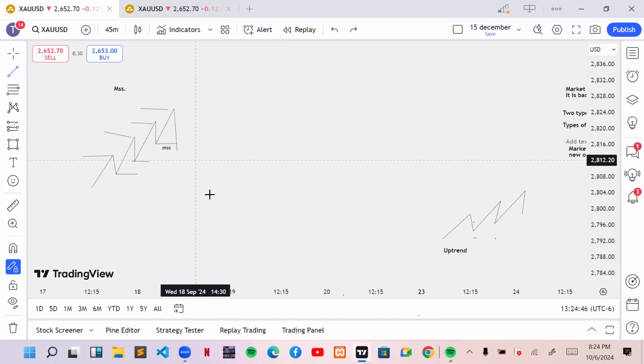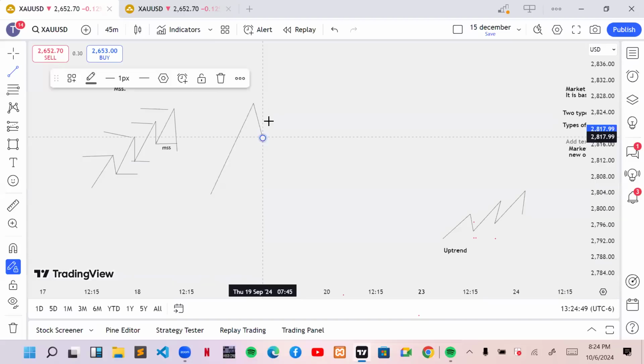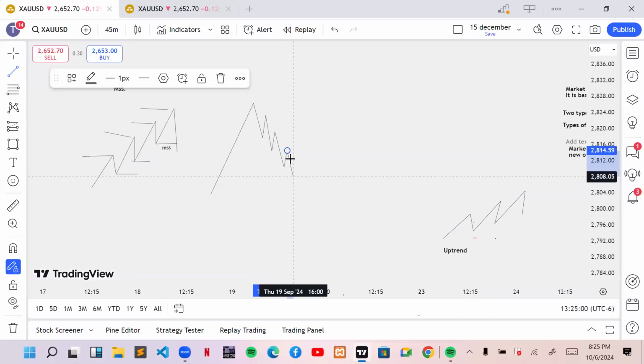So let's assume this was a downtrend. Lower highs, lower lows, lower highs, lower lows. Then the market does something like this: lower highs, lower lows. Then it does something like this: a higher high. This was a previous downtrend because the characteristics of a downtrend are lower highs and lower lows.